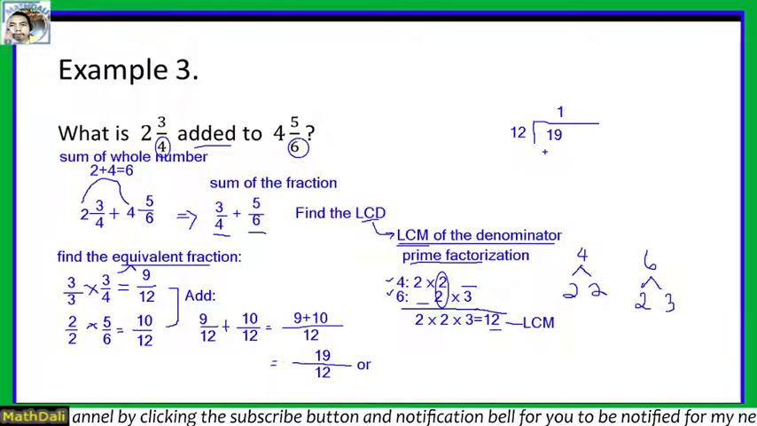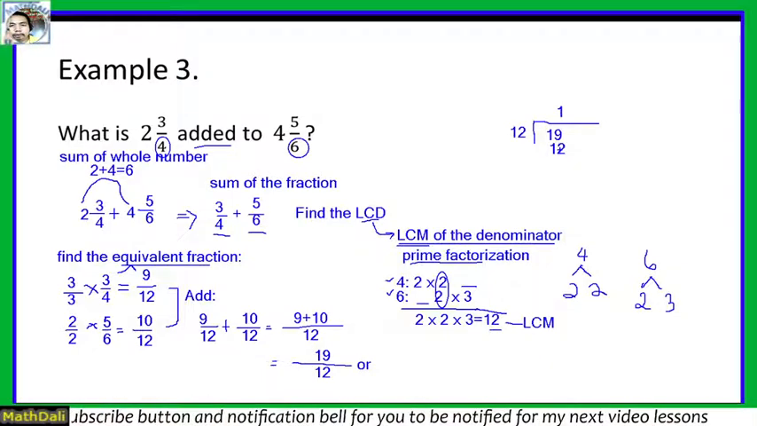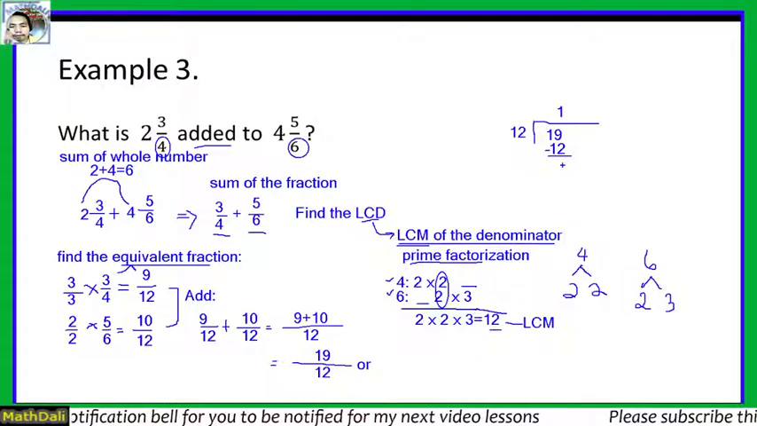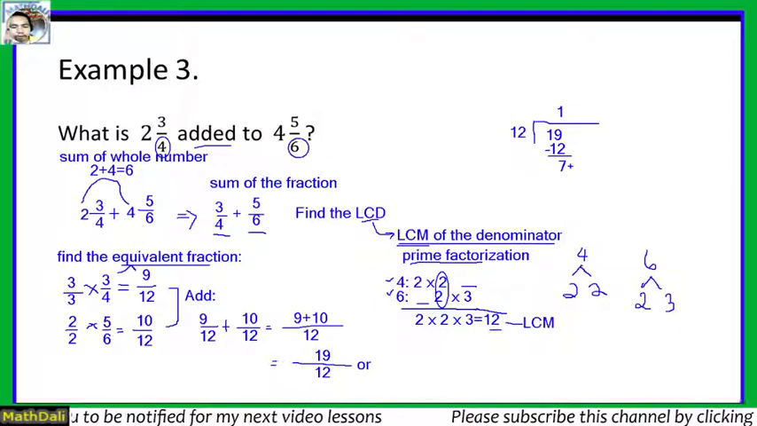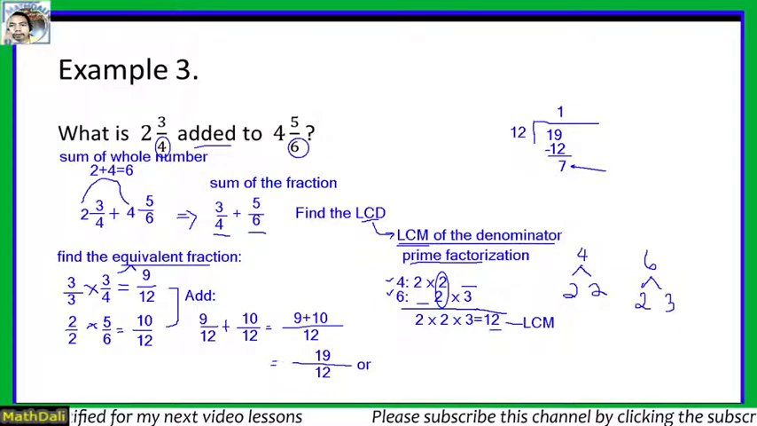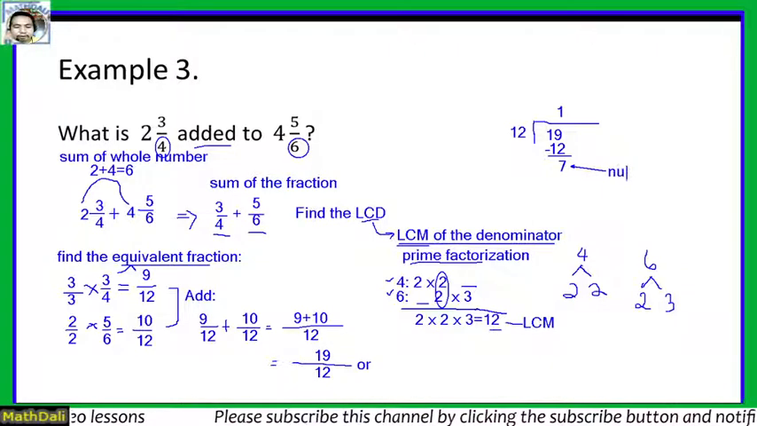Times 12, that is equal to 12. So, lagyan natin dito. And subtract natin to. 19 minus 12, that is equal to 7. Lagay natin dito yung 7. Itong 7 na to, ito yung ating magiging numerator ng ating mixed number.